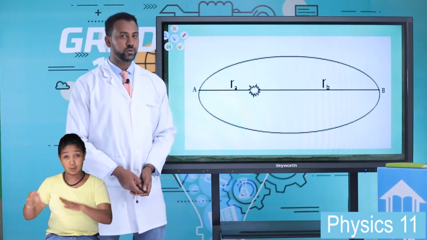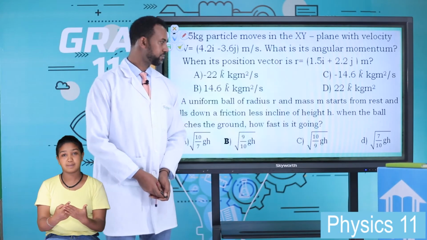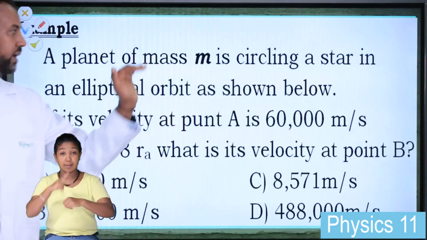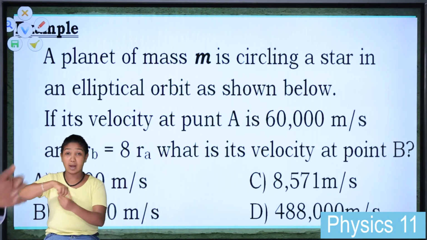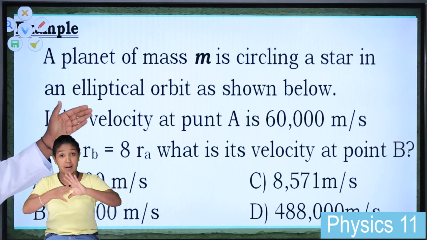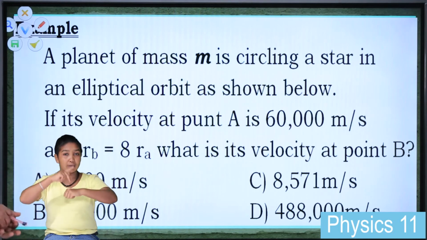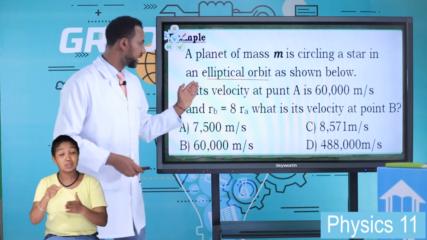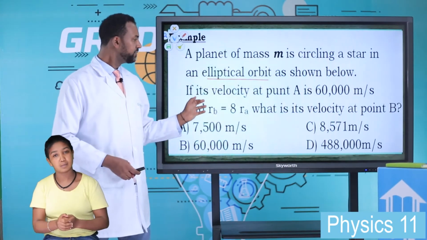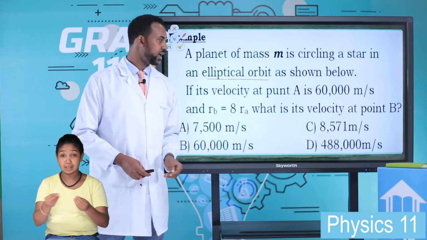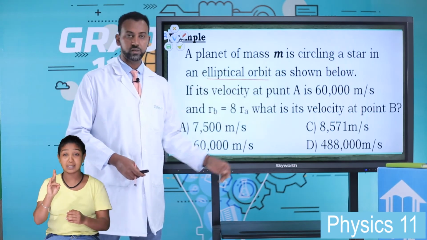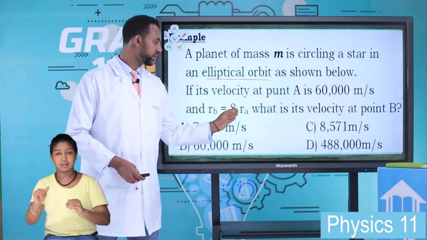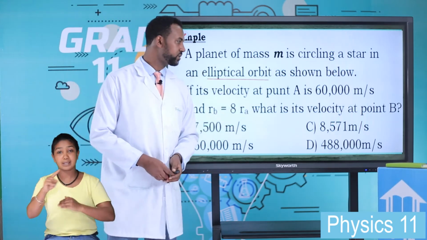So students, I hope you have tried this problem. Let's try to solve it together. Suppose you have a planet of mass m circulating around a given star. Actually, planets or comets and so on have elliptical orbits around a given parent star. If its velocity at a given point A is 60,000 meters per second, and if the radius at B is 8 times Ra, what is the velocity at point B?